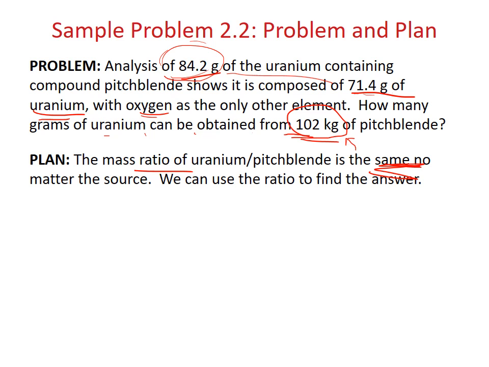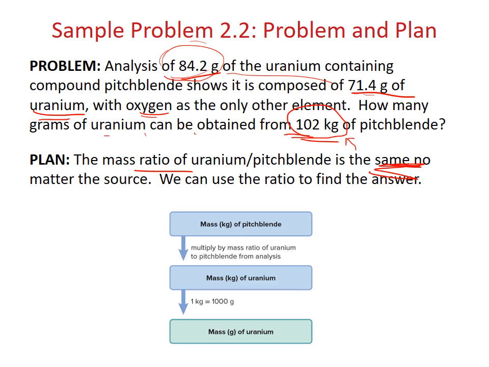Okay, so here is our plan. First, from 102 kilogram, the larger sample, we calculate how many kilograms of uranium using the ratio. Then, because the question asks for grams, we convert kilograms to grams of uranium.